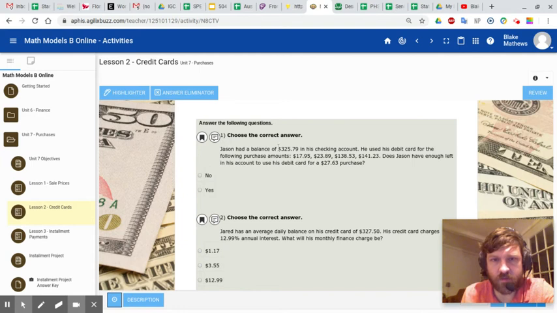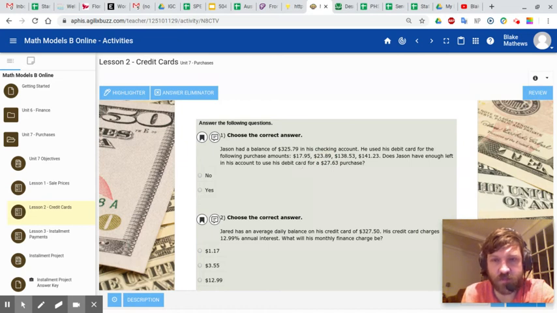Jason had a balance of $325.79 in his checking account. He used his debit card for the following amounts, and then it lists them. Does he have enough left to use his debit card for this amount? So basically the question, I'm not even going to do this one. I'm just going to tell you, you need to know, do these amounts, the things he's spending, are they more or less than this? If they're more, it means he can't make this purchase because there's not enough money left in the account.